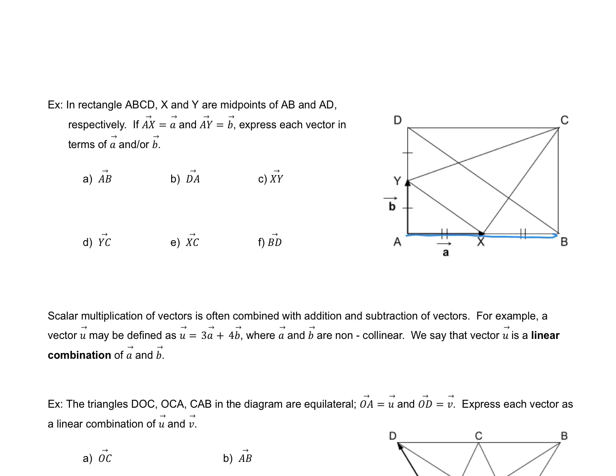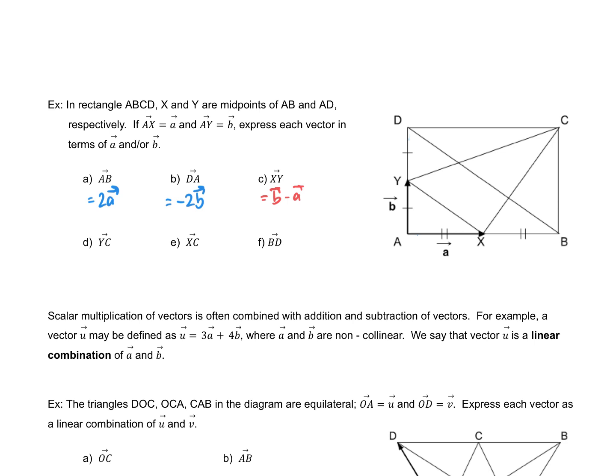Well, vector AB is just 2 of the vector A's. Vector DA, so it's 2 vector B's, but going in the opposite direction. So negative 2 times vector B. X, Y. From X to Y is this. Now you'll notice that this resultant vector is from the head of A to the head of B, so this must be subtraction. We're starting at A, so we must be subtracting vector A.